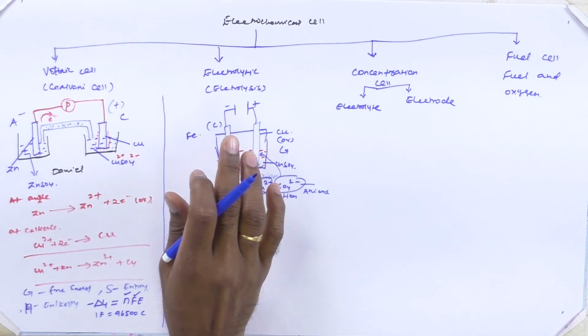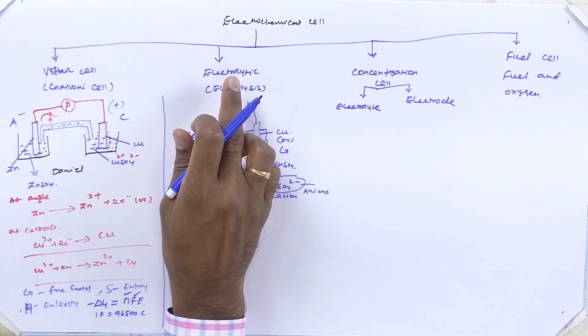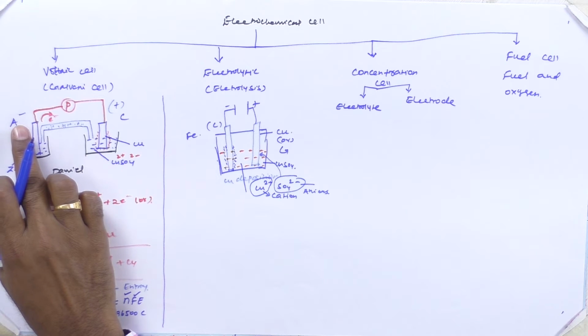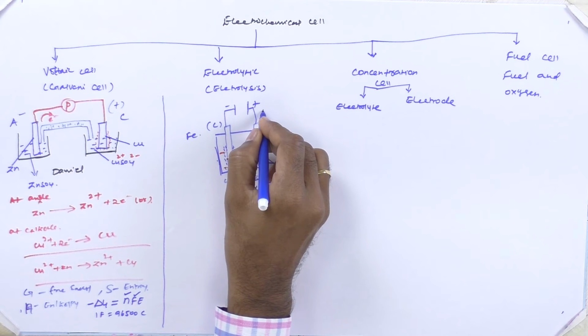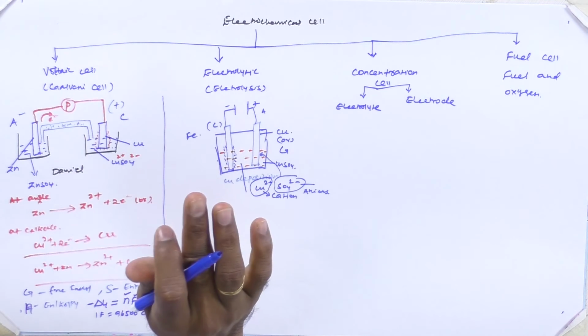But here you should be very clear. When you look at the voltaic cell and the electrolytic cell, in the case of the voltaic cell, the anode sign is always going to be negative. Here the anode sign is always going to be a positive one. Here the cathode sign is always going to be a positive one. Here the cathode sign is always going to be a negative one.